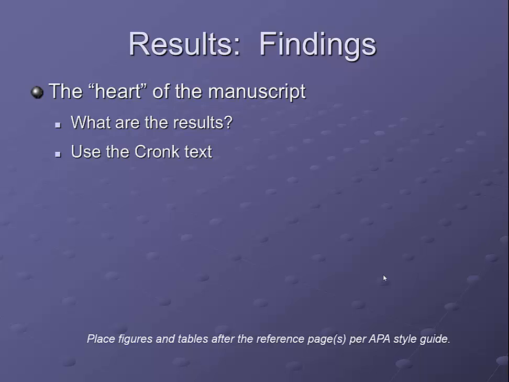We tell them exactly what statistical test that we use for that particular test of that particular hypothesis. And then we tell them the results of that statistical test, including the test statistic, the degrees of freedom or sample size, and the exact probability that the effect was due to random variation. Make sure that you use both the Cronk text and the APA manual to help you format your results section.